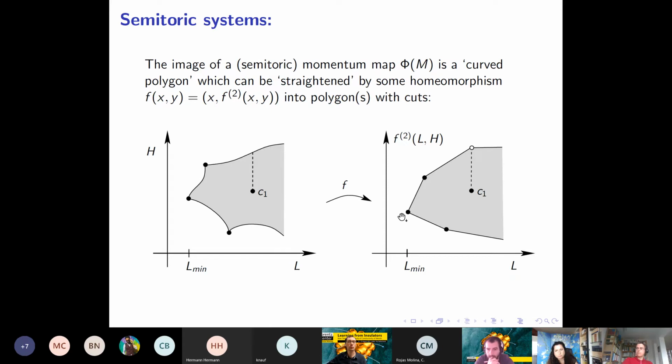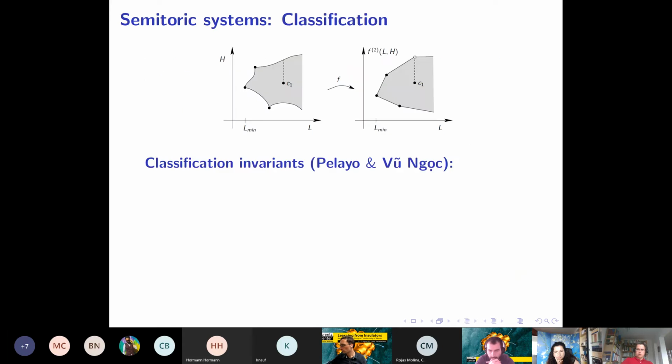And that he actually could straighten out. Technically he could put action-angle coordinates on it. The cost is that the singularity shows up as a kink and a fake vertex in the boundary. But you still have a lot of toric structure in these semitoric systems, and they could be classified.